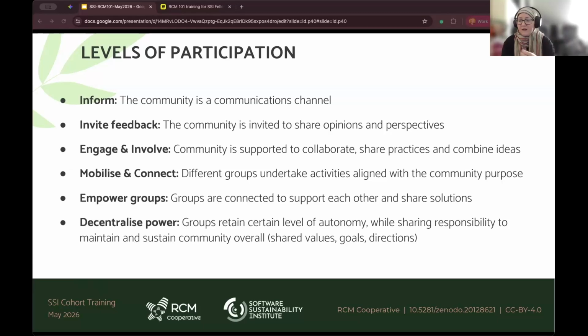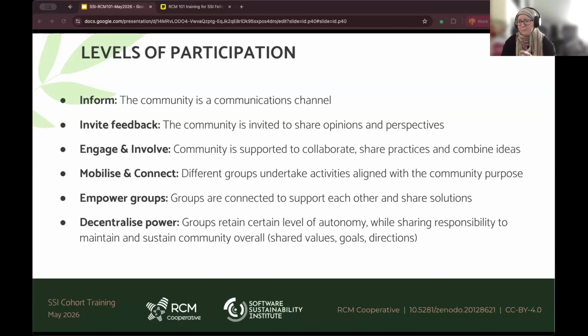So mobilizing and connecting them, and then empowering groups. So this is where the groups are connected to support each other, share solutions. So really starting to have leaders of these groups. And I think empowering groups is probably where the Turing Way is at the moment. We've got quite a good governance structure, which moves people from the working groups up into the steering group, which is this kind of leading decision making. Well, actually not decision making, because we have community decision making, but it is the sort of group that steers the community. So we've got these empowered groups and leaders within the community.